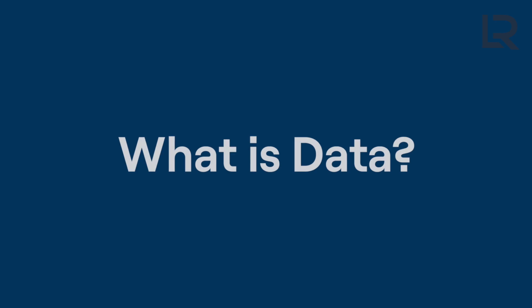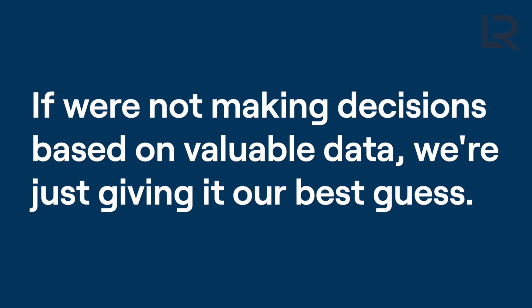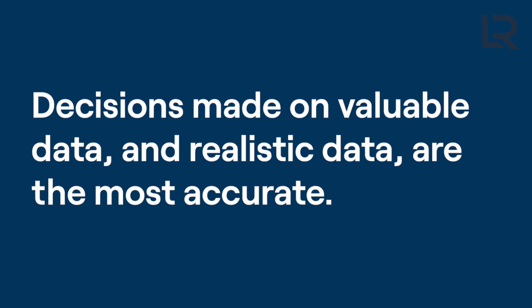So what is data? Data is what helps us distinguish what we think is happening from what is really happening. It helps us confirm or disprove ideas and theories and eliminate non-objective decision making. Data is reliable information upon which we can make decisions. So basically, if we're not making decisions based on valuable data, we're just giving it our best guess. And decisions made on valuable data and realistic data are the most accurate.